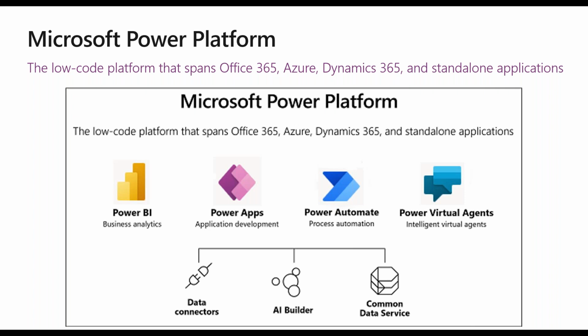So there's a few built-in point and click, drag and drop type AI models that we can use for things like object recognition and forms processing. So we can just easily add that into the applications we're building on the Power Platform.